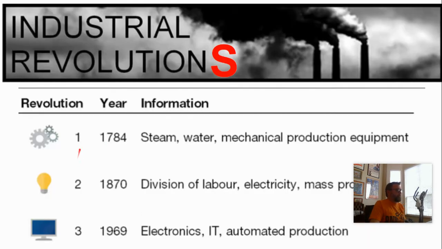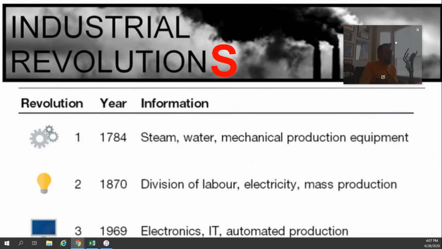Next kind of revolution is the Industrial Revolution. Notice I have a big S. There are more than one. There's the first one, which is the one mostly studied. It's about the energy source, steam from water, and it's the mechanization of production and transportation. Okay? So this is the first Industrial Revolution.